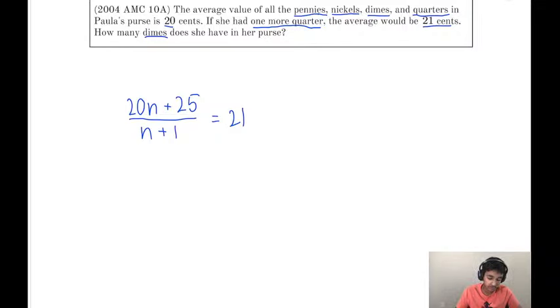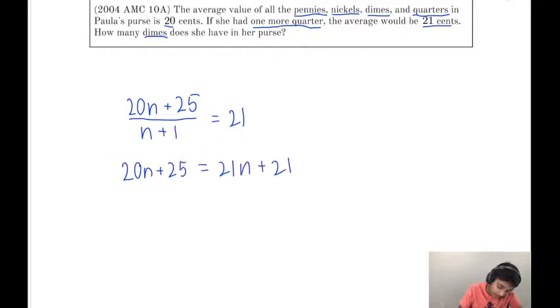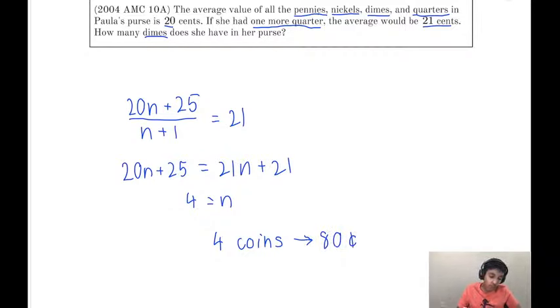So now what we can do is just cross multiply on both sides. We get 20n plus 25 equal to 21n plus 21. That means n is just going to be equal to 4. So that means that we have 4 coins that had an average of 20 cents, for a total of 80 cents.